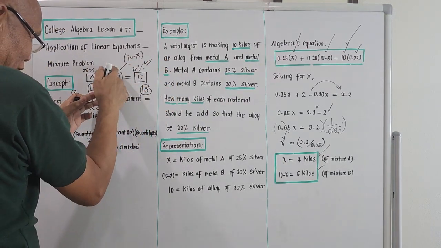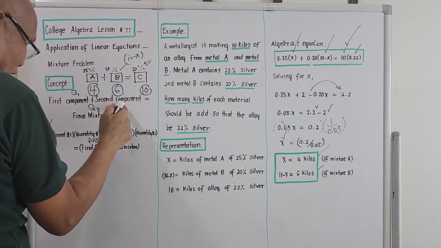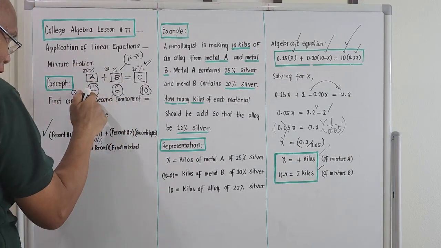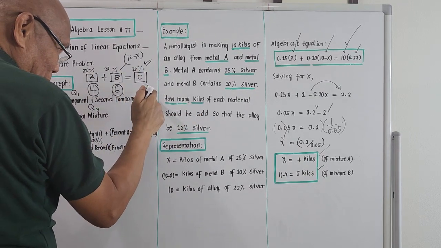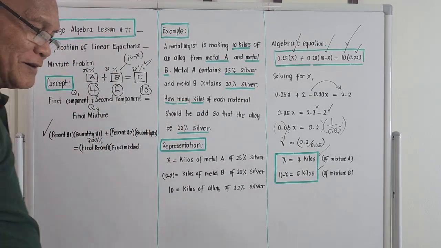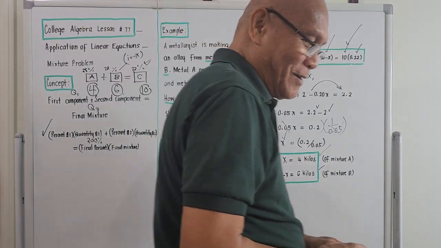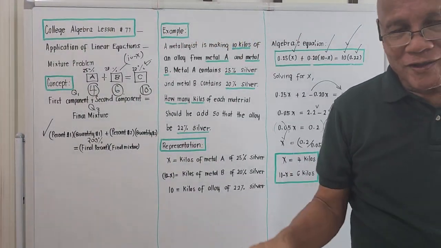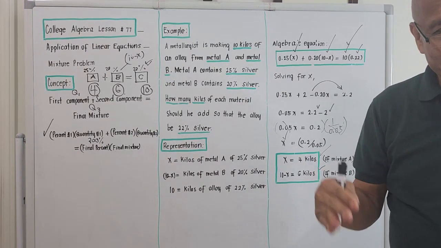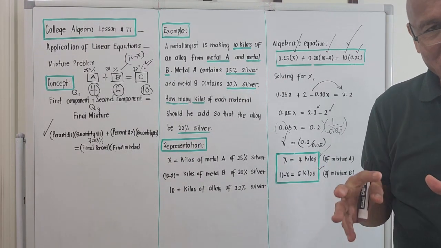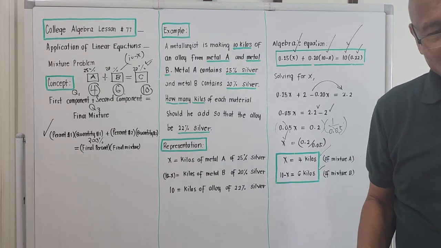The next one is 20% of 6 kilos, 25% of 4 kilos. The outcome will be 22% of 10 kilos. As simple as that one. So this is a problem of what you call chemical engineering. Mixture problems under linear equations are actually chemical engineering problems.